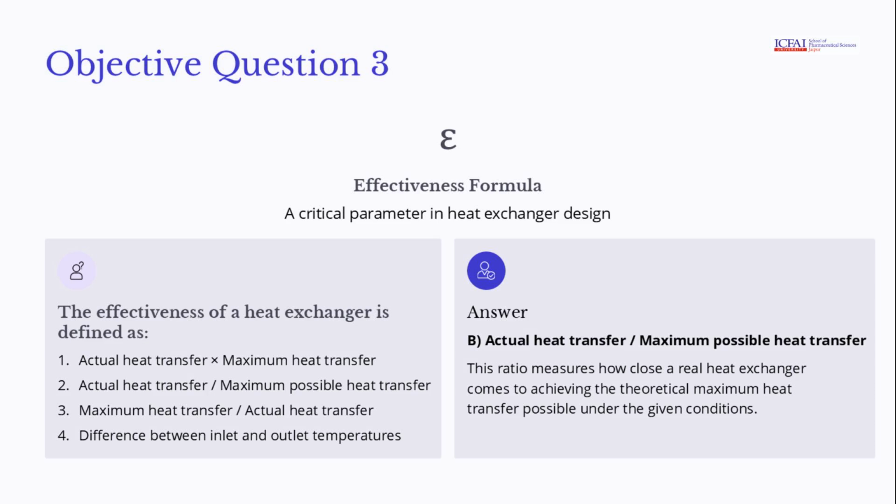The effectiveness of a heat exchanger is defined as the ratio of actual heat transfer to the maximum possible heat transfer. This formula is a critical parameter in heat exchanger design, helping engineers assess how efficiently a heat exchanger operates compared to its theoretical potential.